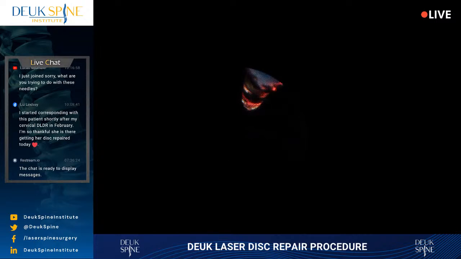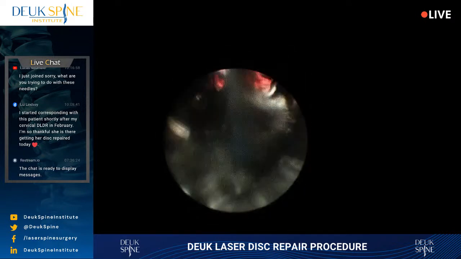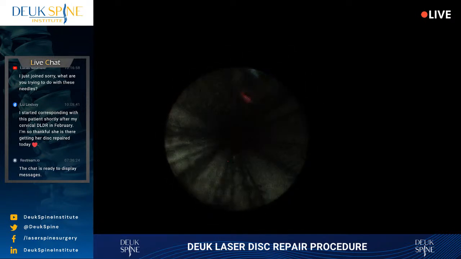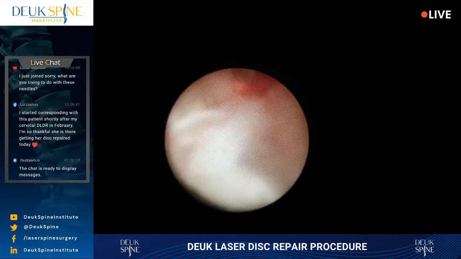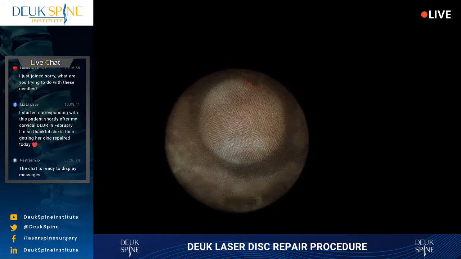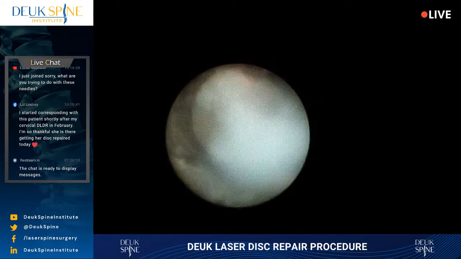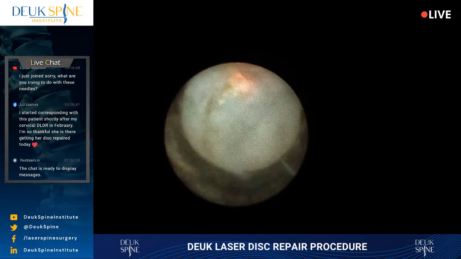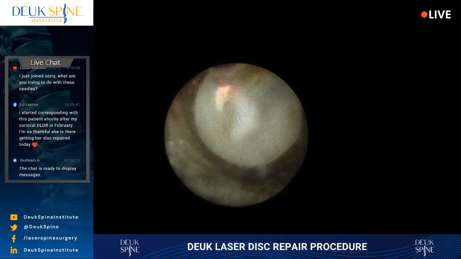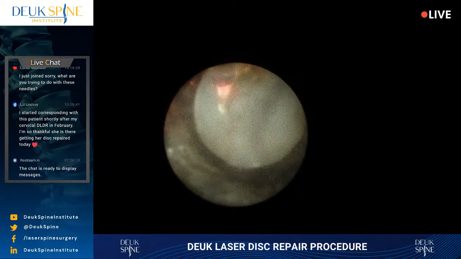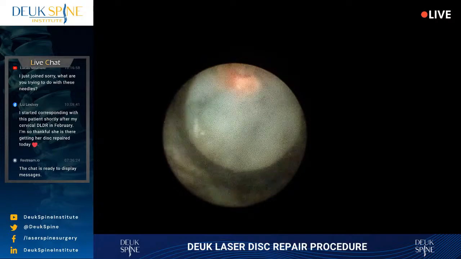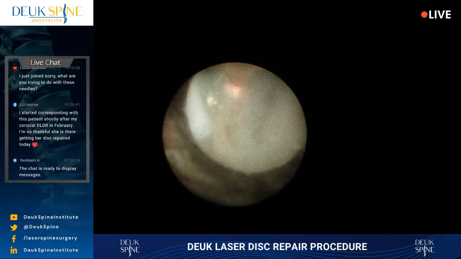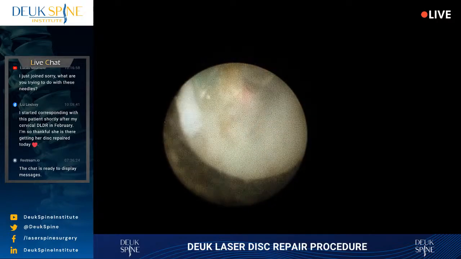Okay. That should have done it. Let's hope. All right. So now I'm reaching over into the foramen on the patient's left foramen, C6-7. And you can see there's still a herniation here in the foramen. I'm zapping it down.